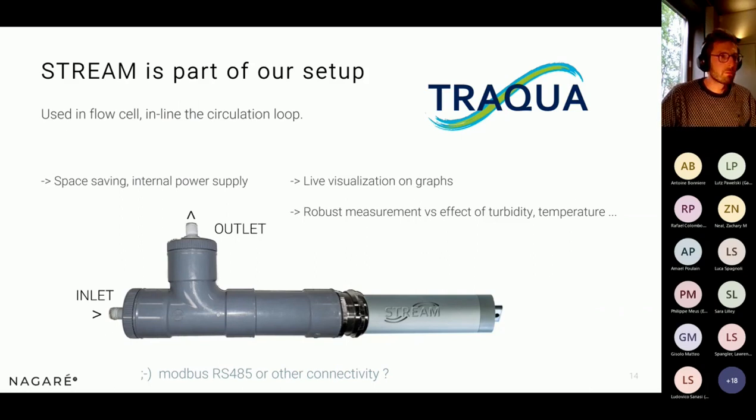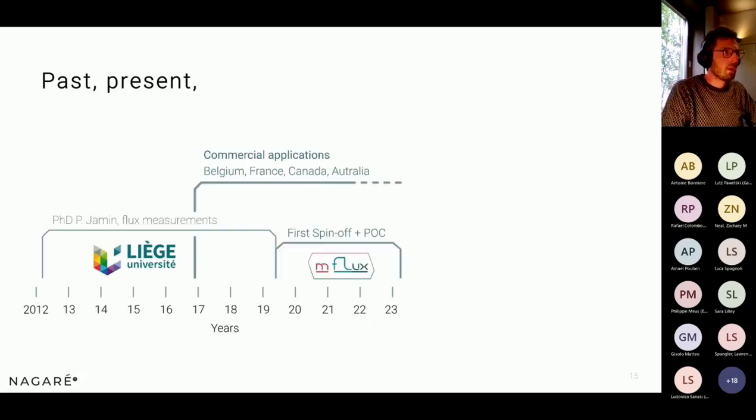And also, compared to other commercially available probes, it's really robust regarding the influence of turbidity or the influence of variation of temperature. But in our view, it can maybe be improved by adding some kind of connectivity, for the probe to be integrated in a more complex data acquisition system. But it's really a nice device.